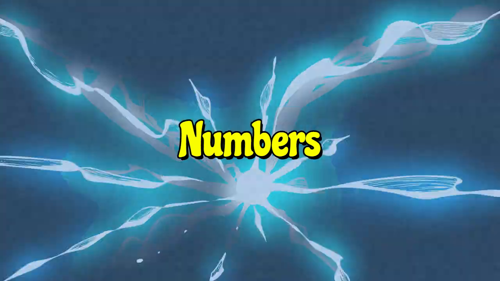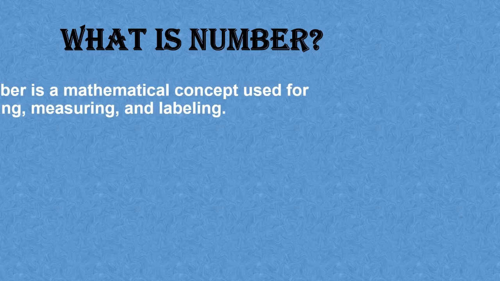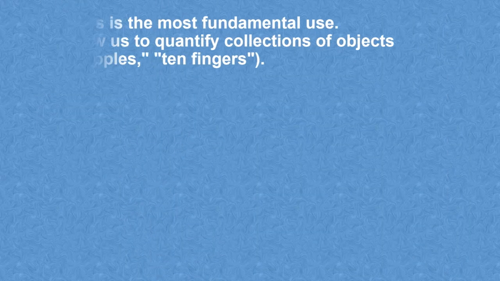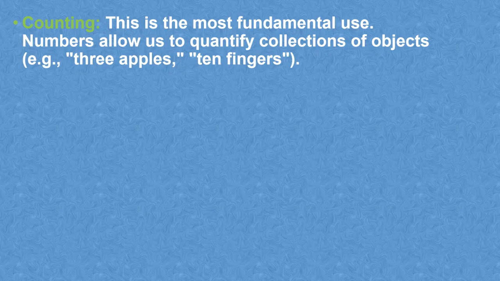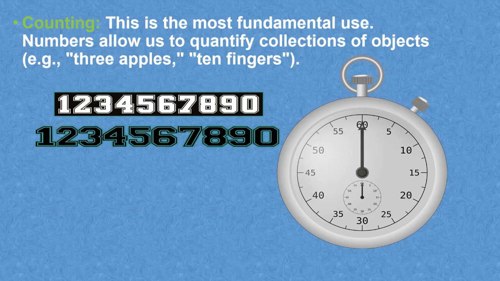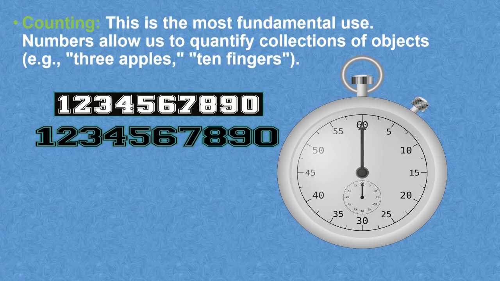Number. What is number? A number is a mathematical concept used for counting, measuring, and labeling. Counting. This is the most fundamental use. Numbers allow us to quantify collections of objects, for example, 3 apples, 10 fingers.